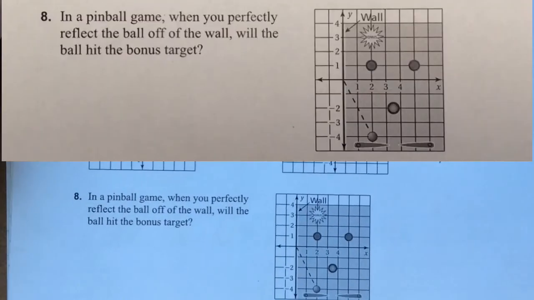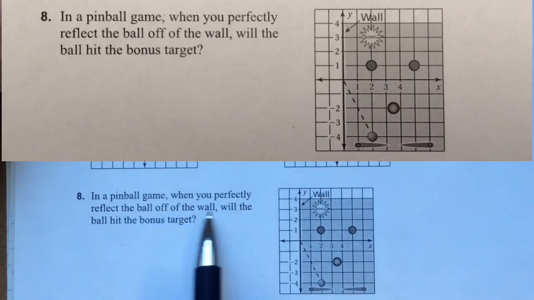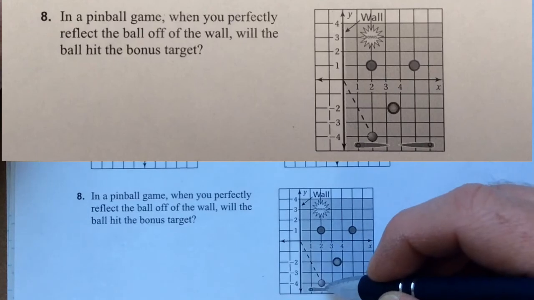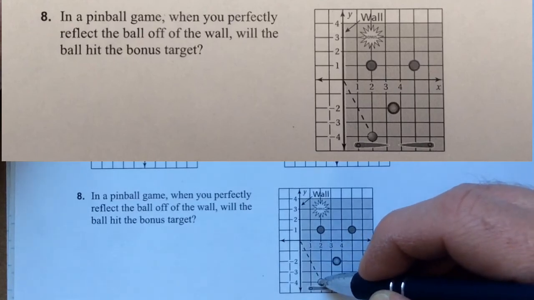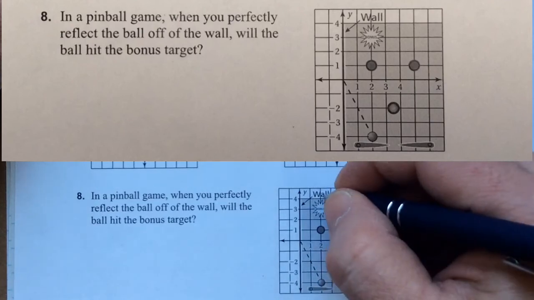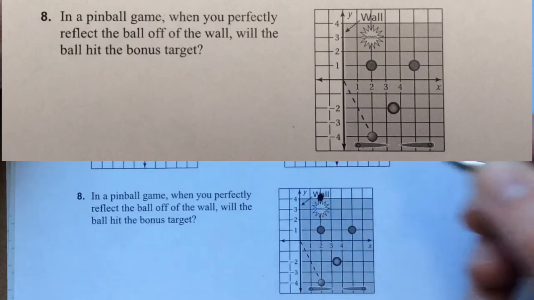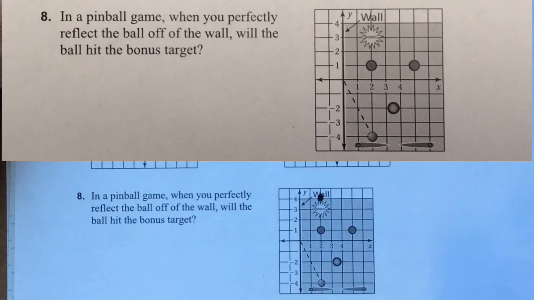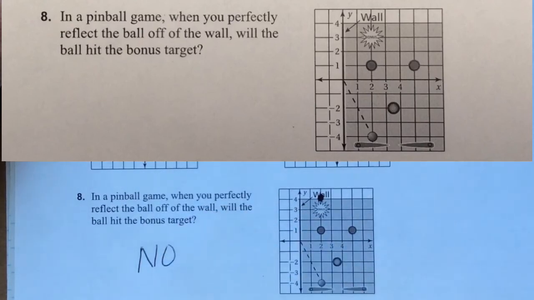Finally, for number 8, in a pinball game, when you perfectly reflect the ball off the wall, will the ball hit the bonus target? So it was 4 down. So it'll go 1, 2, 3, 4. It'll hit right above the bonus. So will the ball hit the bonus target? No, it won't. Awesome. Well, if you have any questions, let me know, and have an awesome night.